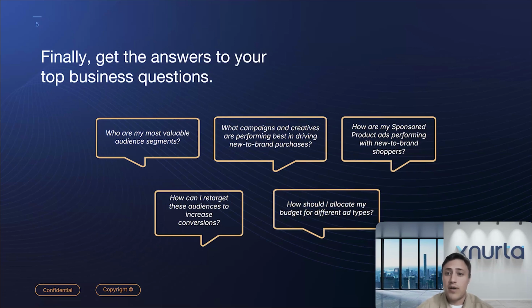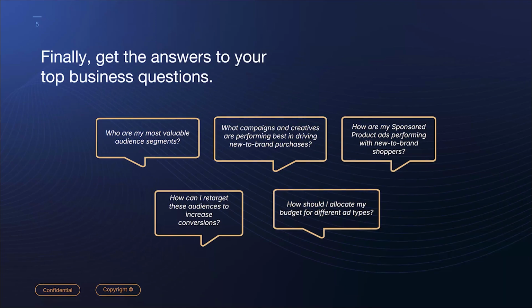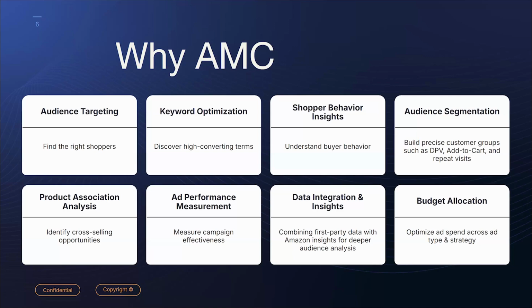How are my sponsored product ads performing with new to brand shoppers? When should we retarget people based on different actions that they've done? And then how should I allocate my budget across different ad types when I really want to zoom out and look long term? Because so often when we just look at things like ACOS and TACOS, it doesn't always tell the full picture of how our full funnel media is going to be performing to grow our brand in the long term. So this is just a little bit more about why AMC.